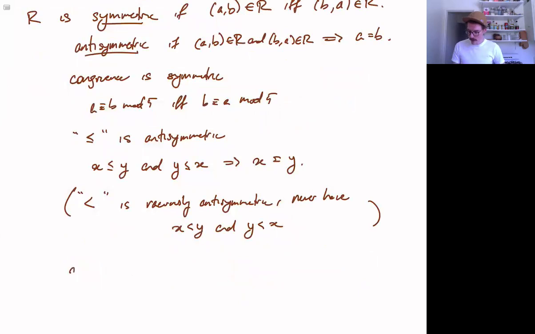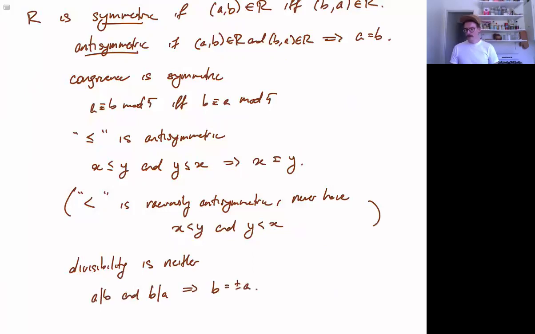And finally, divisibility is neither symmetric nor anti-symmetric, which is certainly possible, because in the case of divisibility, if a divides b and b divides a, then b must be plus or minus a. So it doesn't nail it down to a exactly, it's just plus or minus a. But for example, if you restricted yourself to the positive integers, then divisibility would be anti-symmetric.